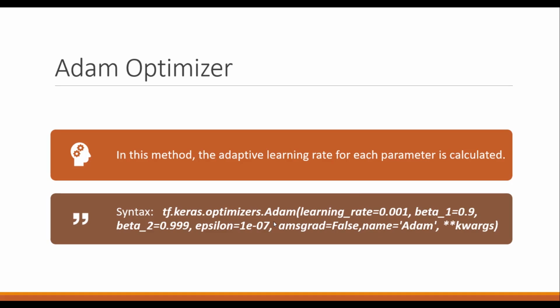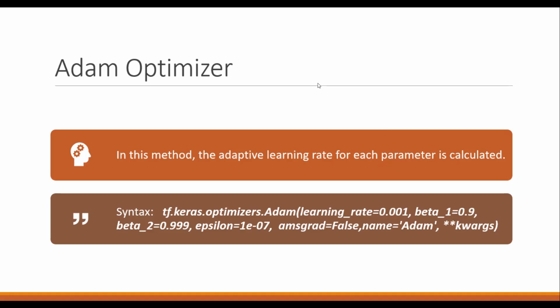The next parameter is epsilon. This parameter is used to sustain numerical stability, and by default the value is 1e raised to the power minus 7. The last parameter is name. This parameter defines the name of the operation, and it is an optional parameter.